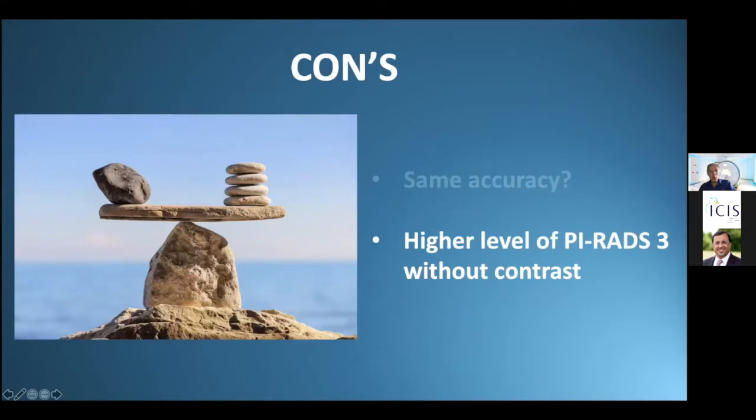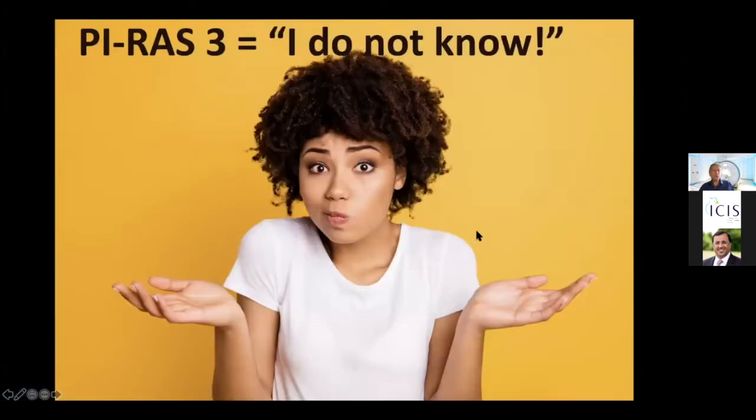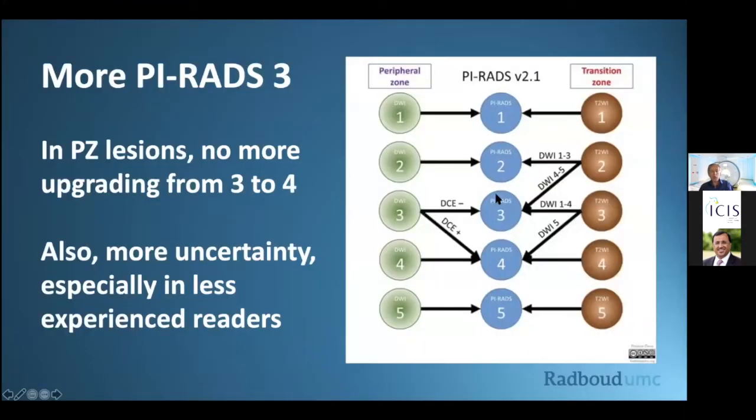So what about PIRADS 3? Is there a higher level of PIRADS 3 without contrast? What does PIRADS 3 mean? That is, I do not know. Does your urologist like it when you have a report of an MRI of his patient and you say, I do not know? No, this is not good. So we have to reduce PIRADS 3 as much as possible. You can see that a PIRADS 3 diagnosis can be upgraded to a PIRADS 4 diagnosis if there is an early enhancement of the same area.